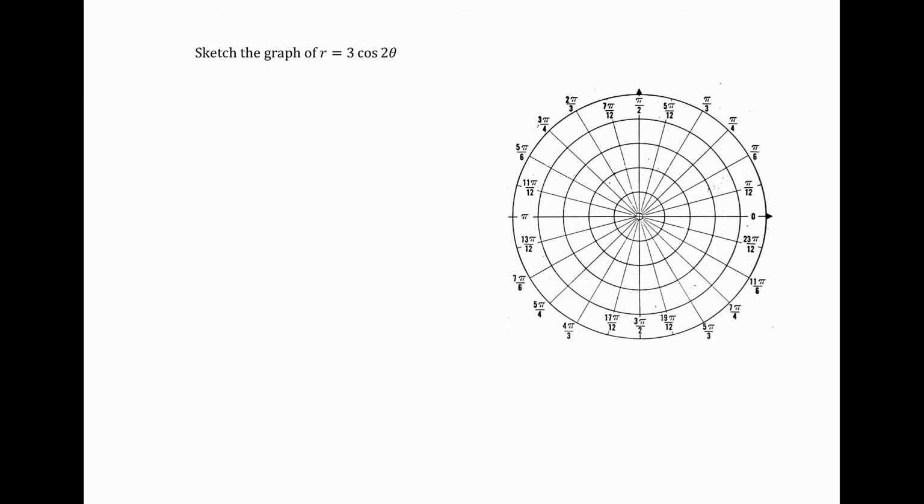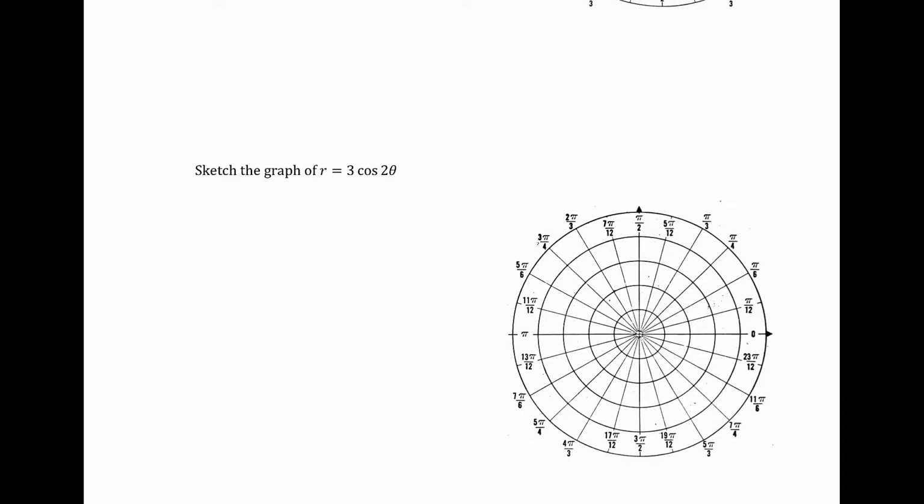Okay, last example. We're asked to sketch the graph of r equals 3 times cosine of 2 theta. Just to add a little clarity here, let's put the 2 theta in parentheses, so that way when you're punching things into the calculator, you don't accidentally just do the cosine of 1 or of 2 and then multiply that, whatever that result is, by whatever angle measure we're dealing with.